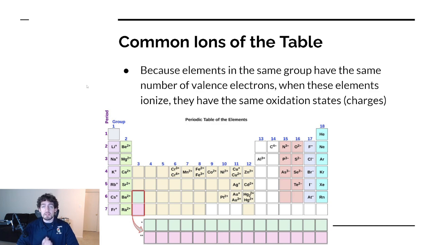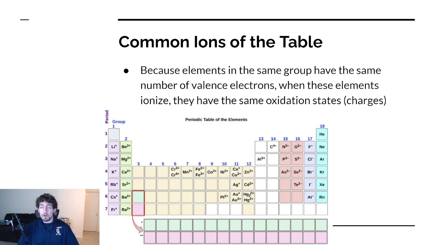Now, because all of the elements in the same group have the same number of valence electrons, when these elements ionize, they will form the same type of ion. For example, all elements in group 1 are going to form a positive 1 cation due to the fact that they all have 1 valence electron.